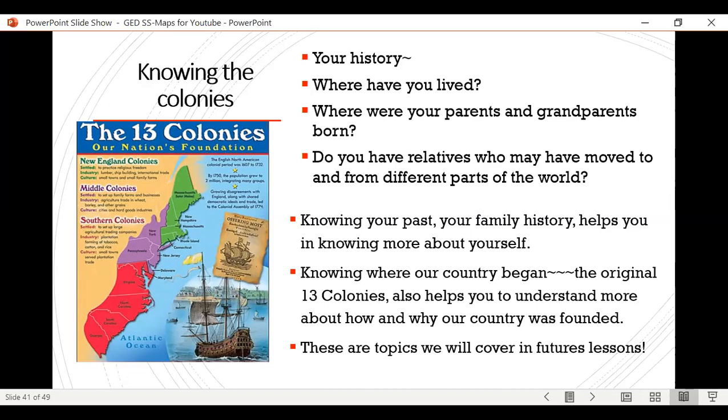Knowing about your past and your family history helps you to know more about yourself. Knowing where our country began, the original 13 colonies, also helps you to understand more about why and how our country was founded. These are topics that we're going to continue talking about in this lesson, but also in Unit 2, where we're going to be talking more about U.S. history. I don't want to give too much away, so we're going to talk about that a little bit more towards the end of this lesson.